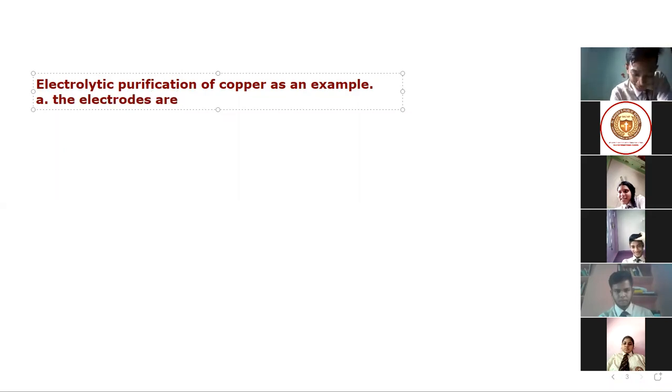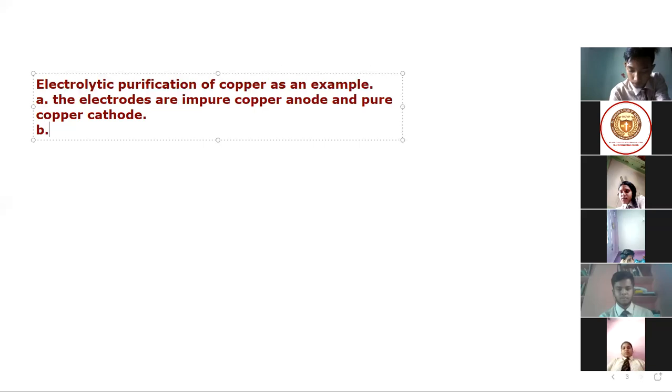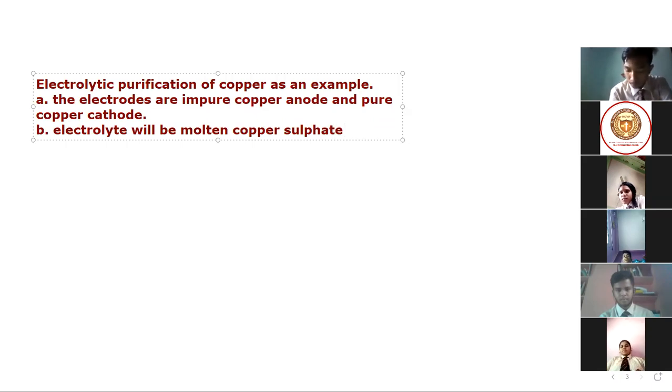The electrodes are impure copper anode and pure copper cathode. The electrolyte will be molten copper sulfate.